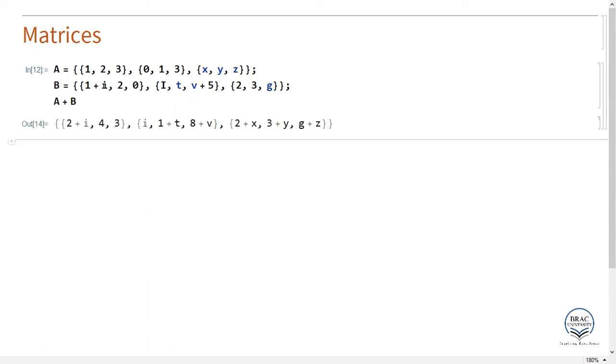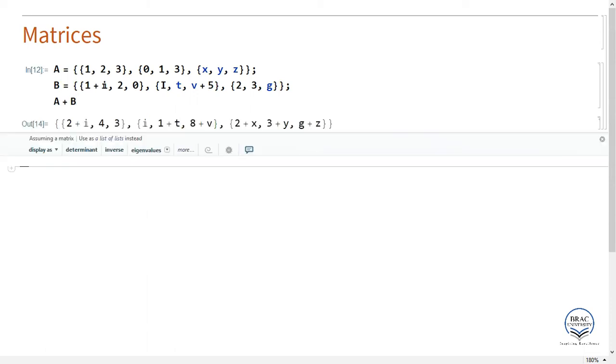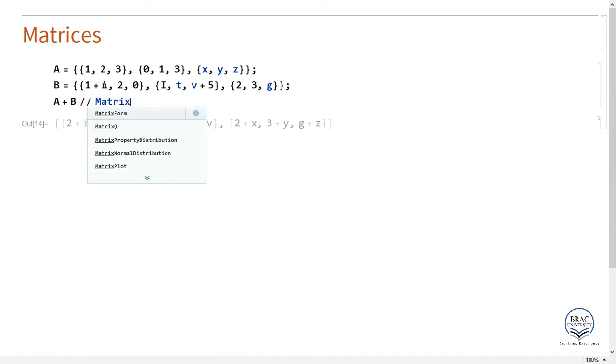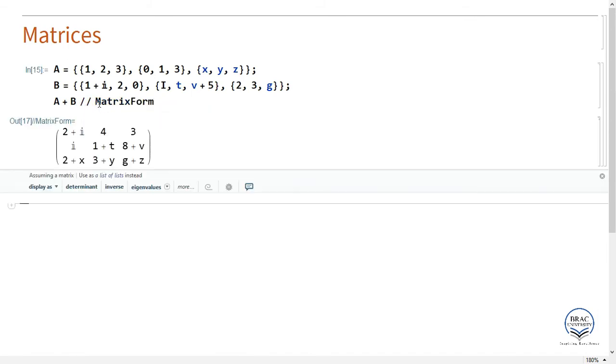If you add these two, let's see what happens. You can see that this is the thing that we would expect. So if you want to see it in the matrix form, just type MatrixForm, and there you have it. What if I want to multiply these two?